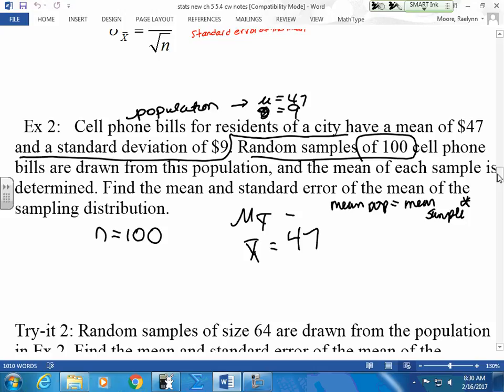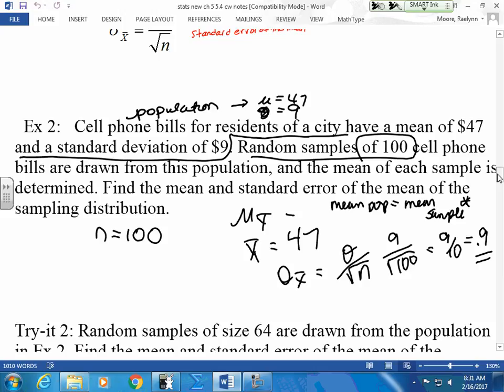This is important. However, the standard deviation is going to change. We're going to take the standard deviation from our population, which is $9, and divide it by the square root of how many are in our sample. What's our sample size? 100. So it's the square root of 100, which is 10. So here's our standard deviation. Look at how much it shrunk. It went from 9 to 0.9. It shrunk by a factor of 10.